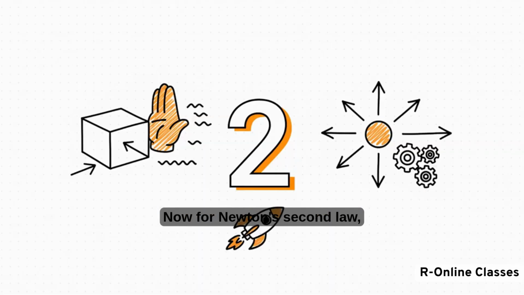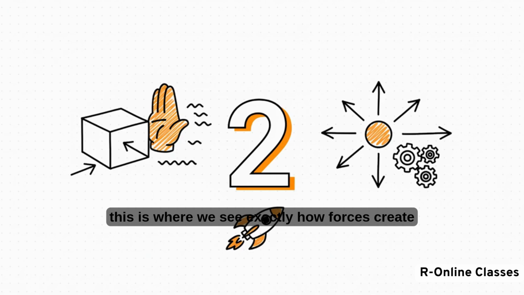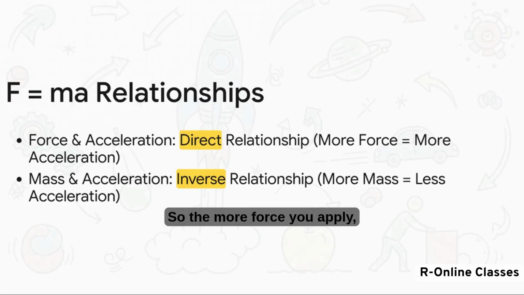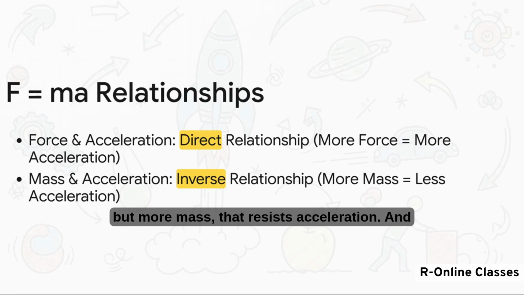Now for Newton's second law, this is where we see exactly how forces create change. And here's the famous formula, F equals ma. Force equals mass times acceleration. So the more force you apply, the more acceleration you get. But more mass, that resists acceleration.